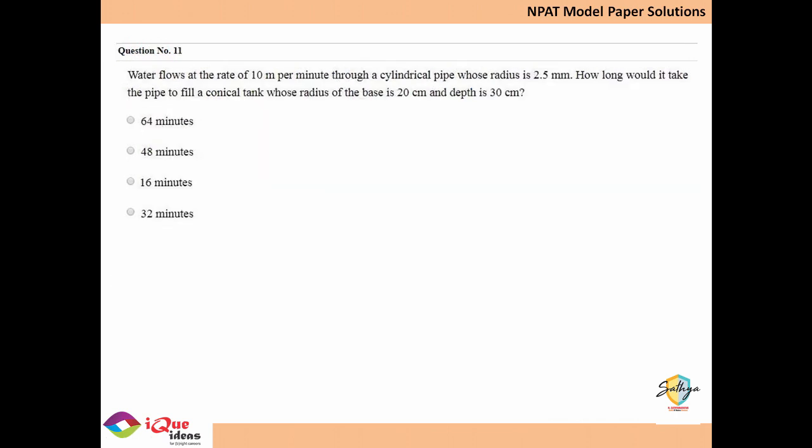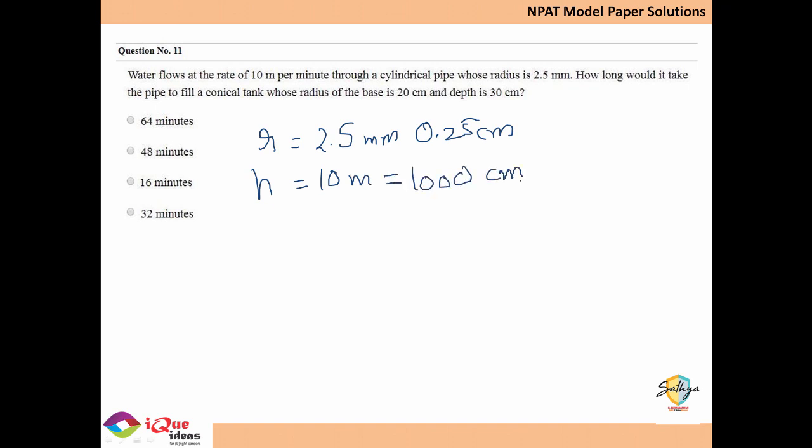Okay, moving on. The next question is, water flows at the rate of 10 meters per minute. So we take the distance per minute as the height or the length of the cylinder. So what data do we have? We know that the radius of the pipe is equal to 2.5 mm, which I will take as 0.25 centimeters. I'll take the height of the pipe or length of the pipe as that 10 meters. So I will take that as 1000 centimeters.